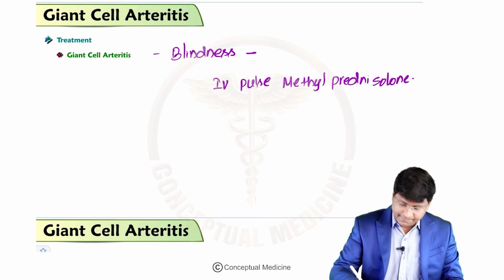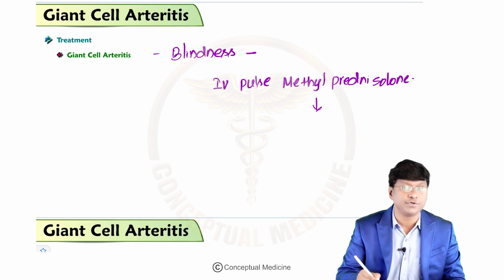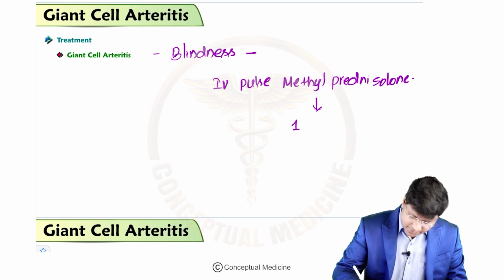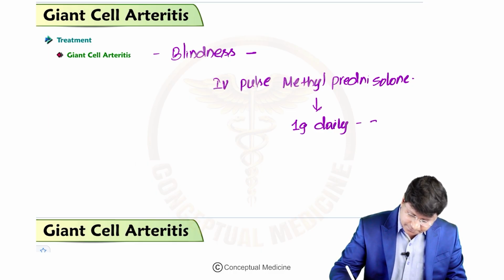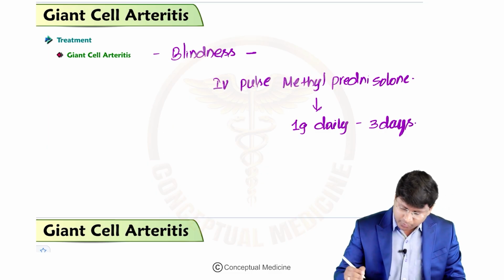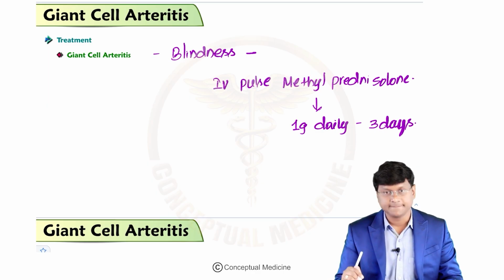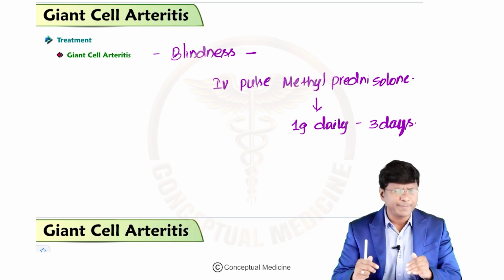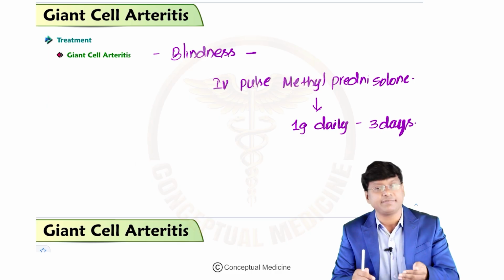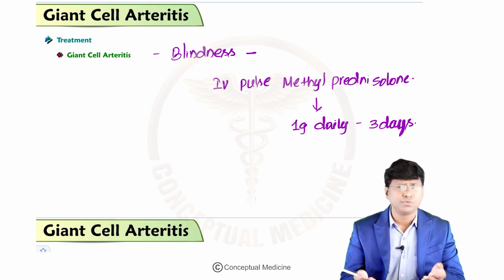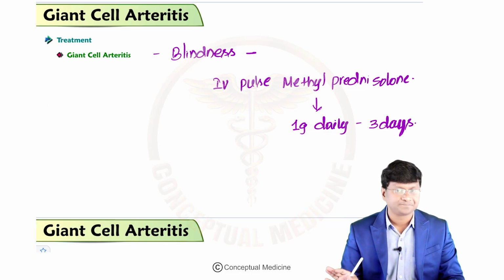What should be the dosage of intravenous pulse methylprednisolone? That should be 1 gram daily for 3 days. This has been advocated. A few patients recover vision, and a few may not recover the vision.